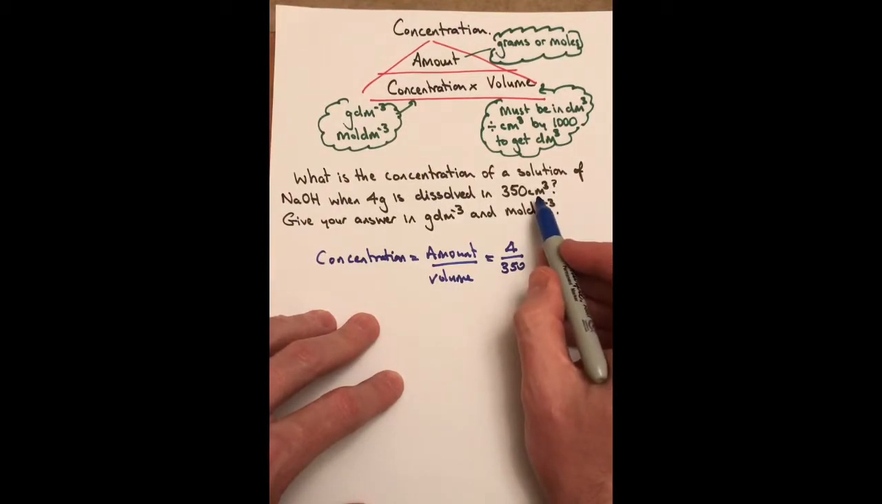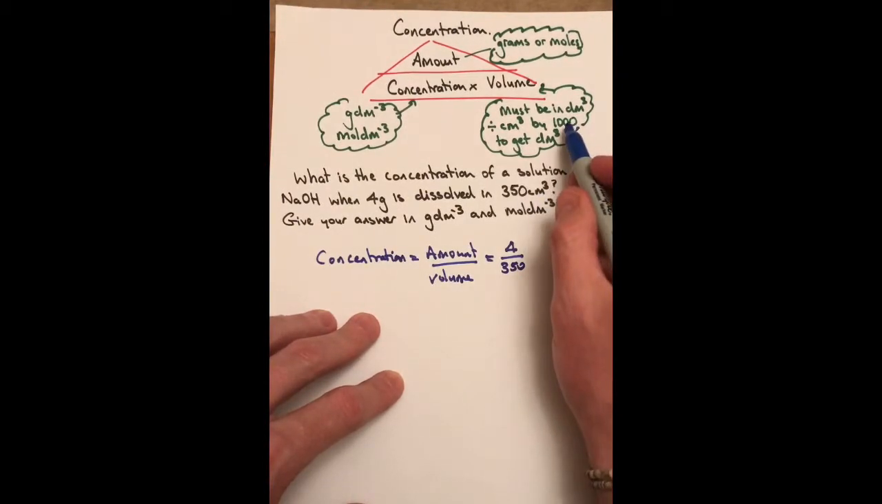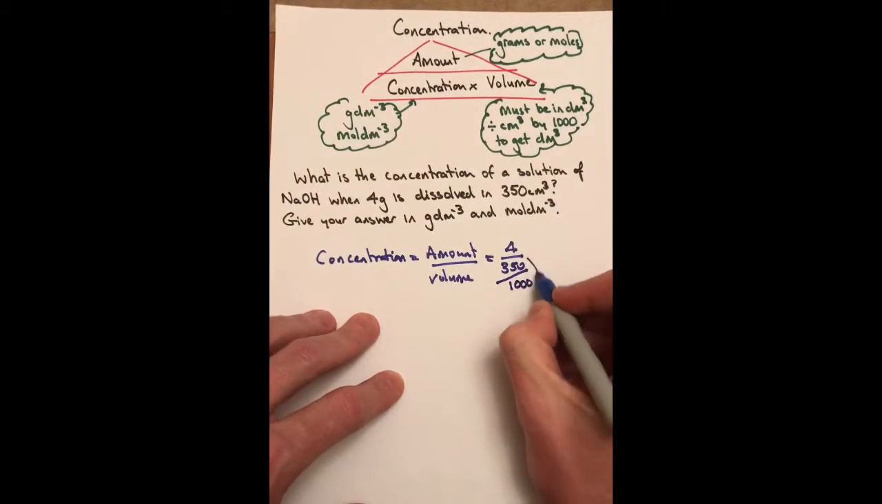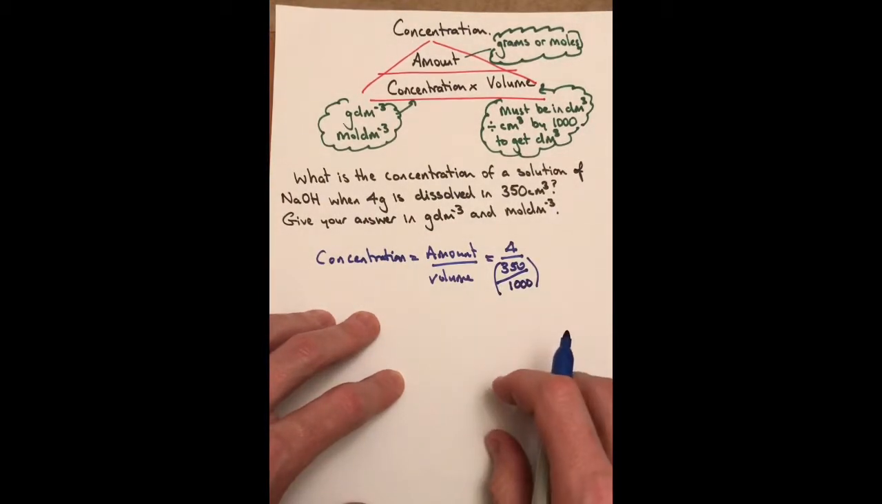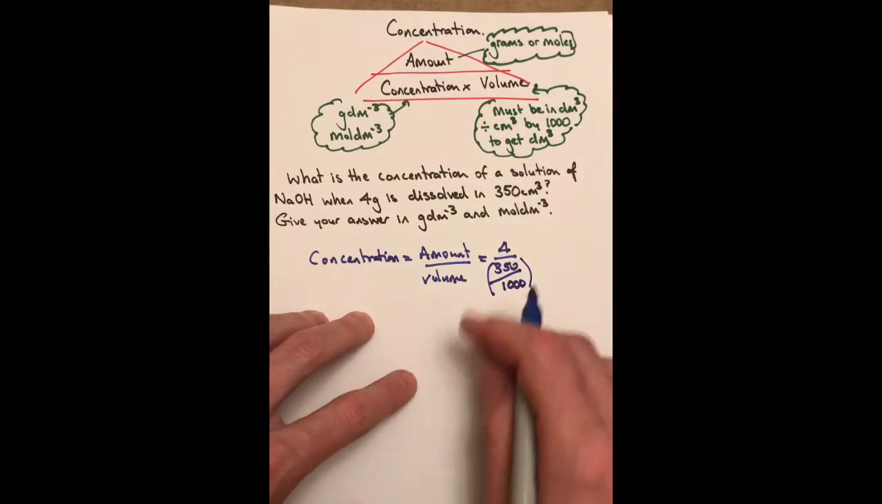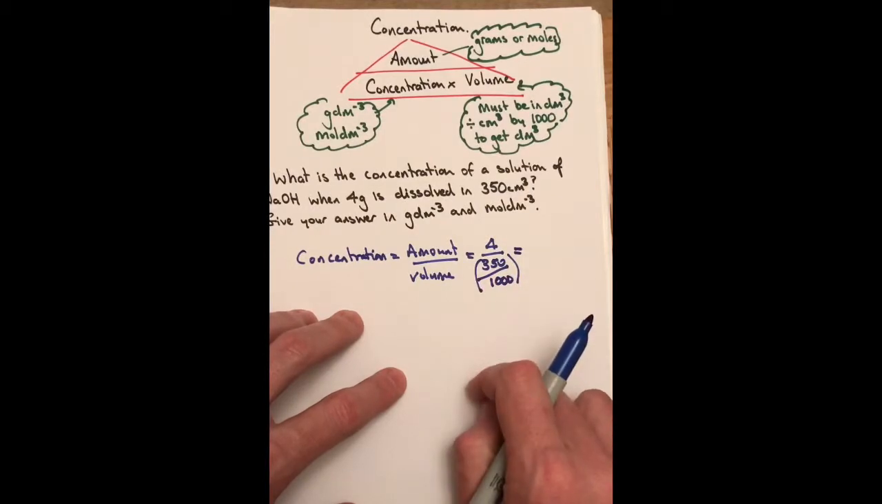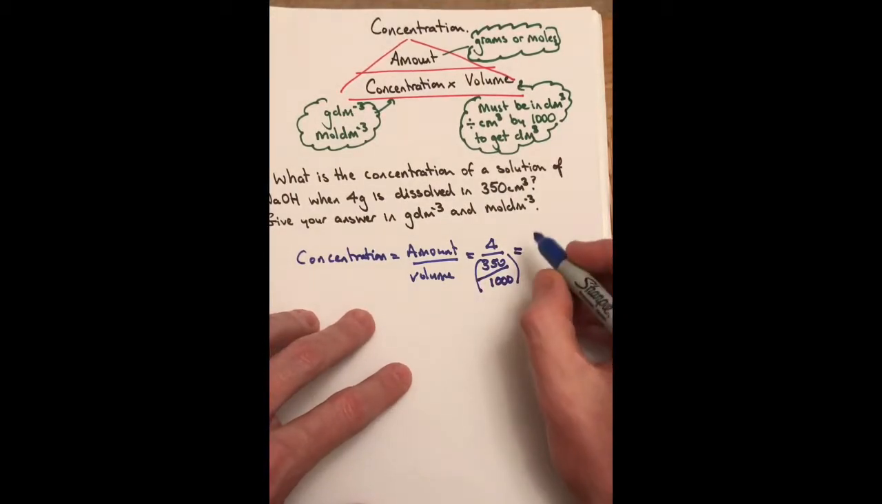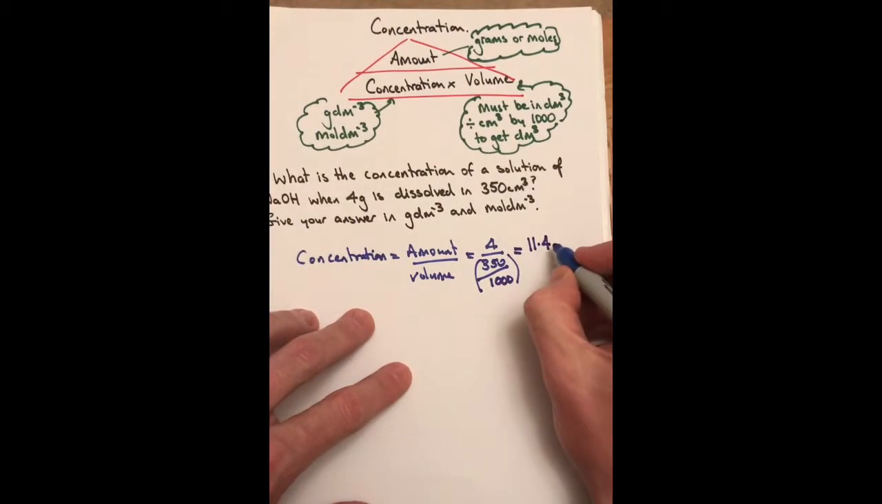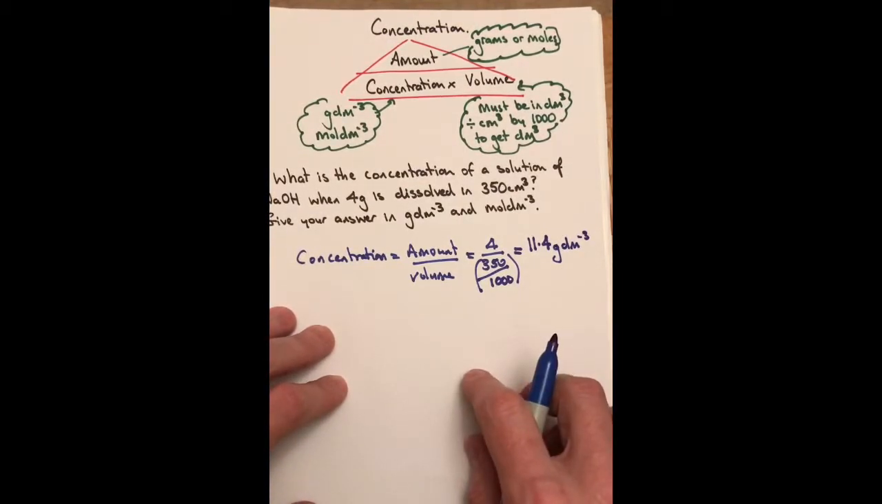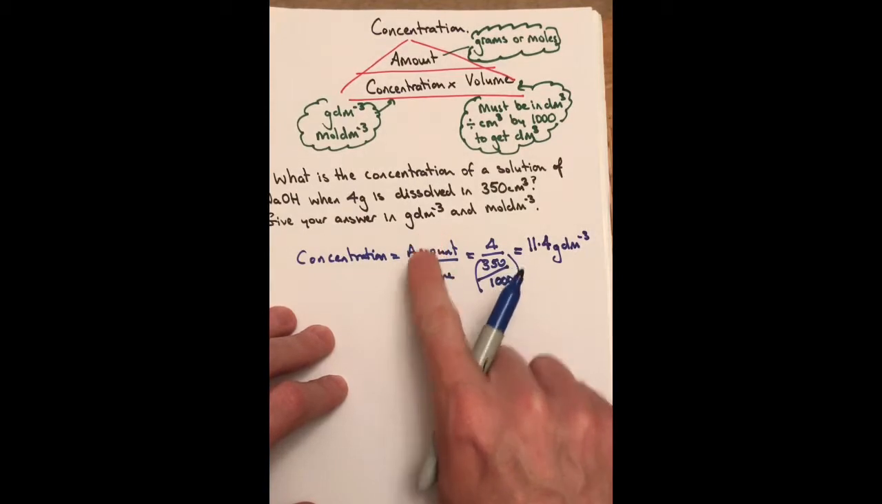Now, because it's centimeters cubed, I have to use this to convert it into decimeters cubed. So I'm going to divide that by 1,000. Okay, so remember to do that very important step. If I do this on my calculator now, I'm going to put in 4 and then divided by the 350, divided by 1,000. I'm getting an answer of 11.4 from my calculator, and then the units are grams per decimeter cubed. So that would be the concentration in grams per decimeter cubed, the first part of this question complete.